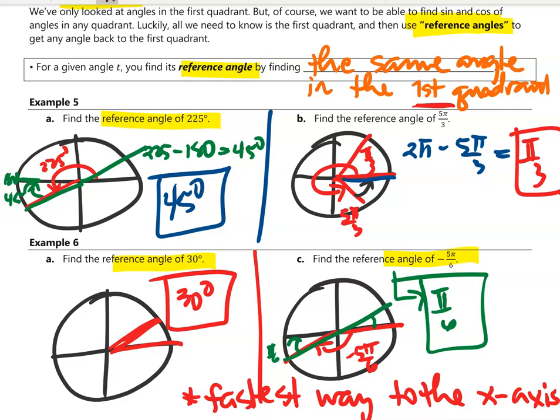So always remember, what I did here is finding the fastest way to the x-axis. So let's say letter C here, negative 5 pi over 6. The fastest way to the x-axis is this part here, and this angle is pi over 6. And same thing in the first quadrant. That's why we have pi over 6 here.